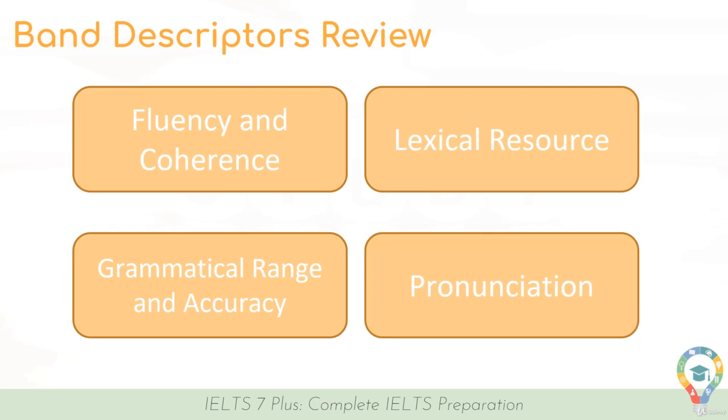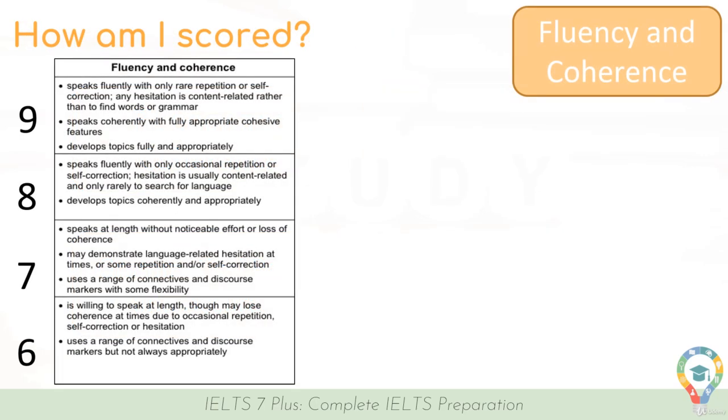In this lesson, we'll go through each section and discuss what you need to do to get at least a band 7. So let's move on to our first section of the band descriptors, which is fluency and coherence. The fluency and coherence section of the band descriptors is simply a measure of how well you communicate your ideas and organise your thinking. To get a band 7, here are my top tips.